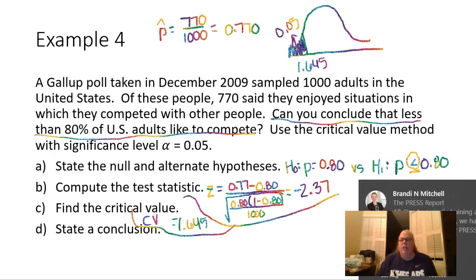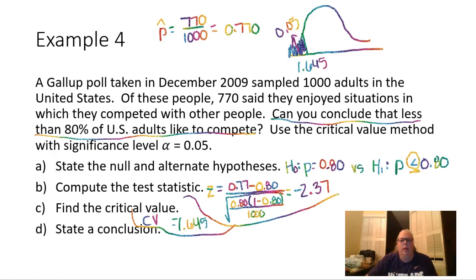And now part D is asking for us to state a conclusion. Well, that all depends. And actually, we want a negative 1.645, don't we? Because that's going to be a left-tailed test back here. All right. We need to figure out where the negative 2.37 lies. Now, we've done some testing like this earlier on. And if the test statistic falls inside the shaded region here, remember we reject the null hypothesis, but if it falls over here in the white unshaded region, then we don't reject the null hypothesis.